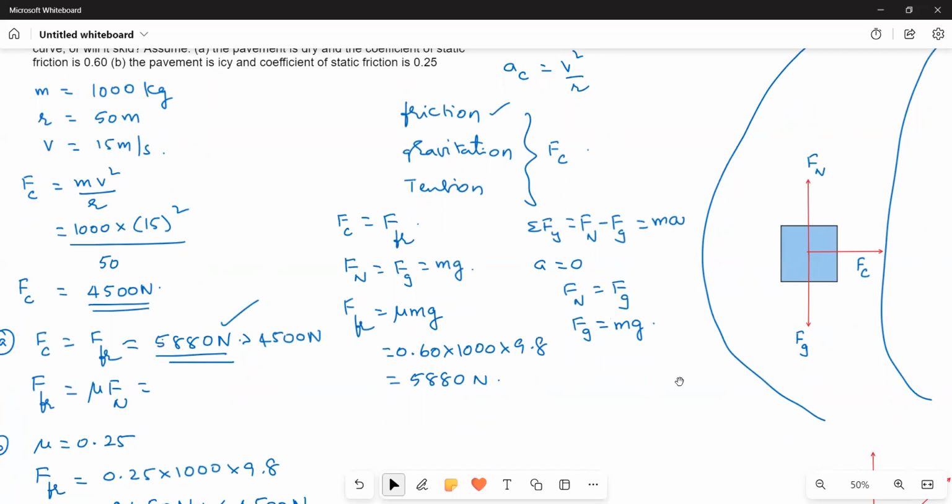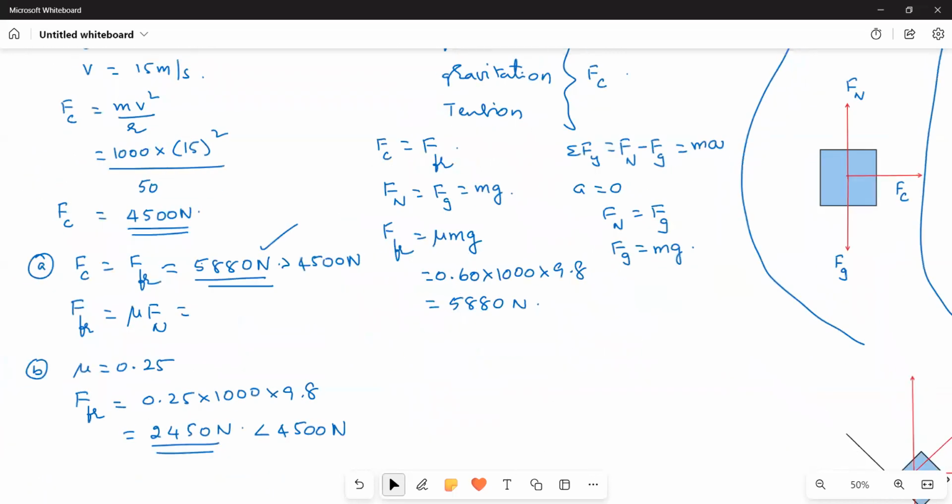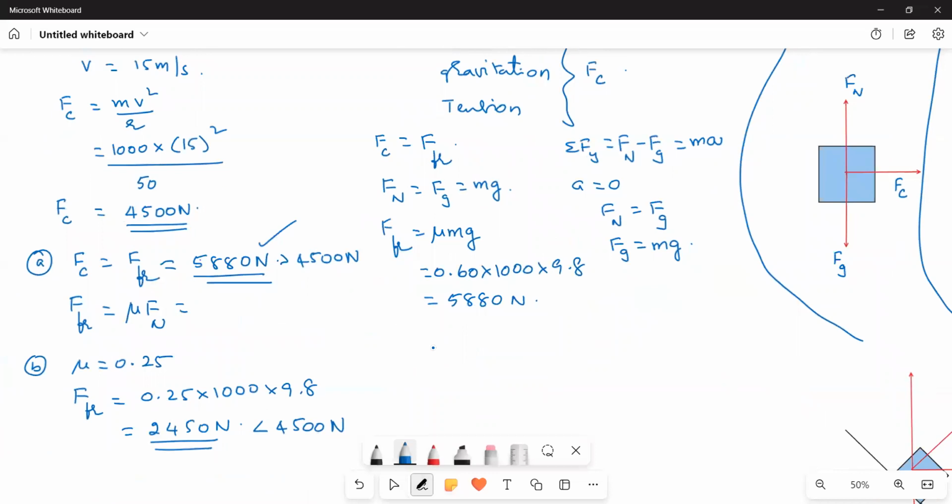Here, what is happening on an icy road? I will tell you the actual story of this. Suppose this is the car and these are the tires, and these are on the road. The car is traveling on the road. Suppose this is your vehicle.